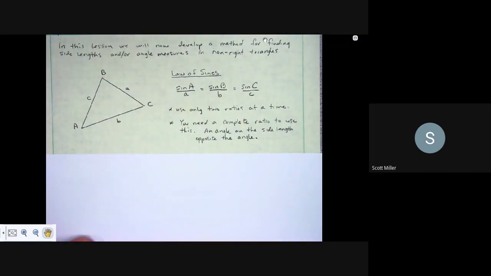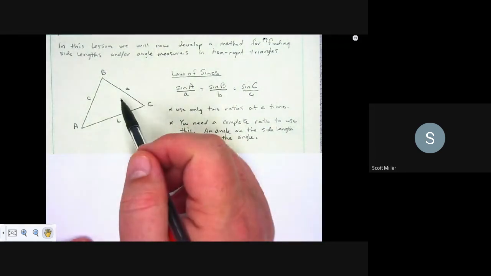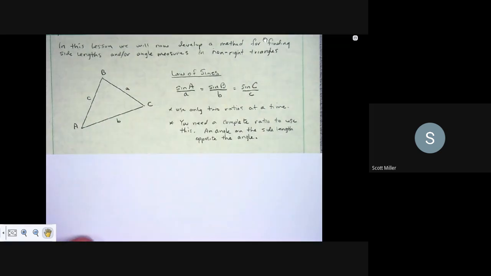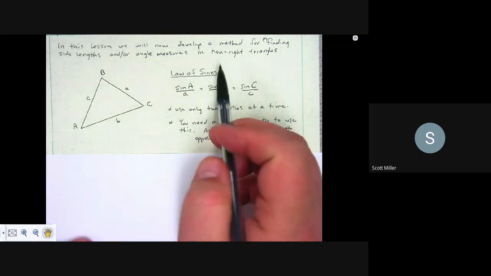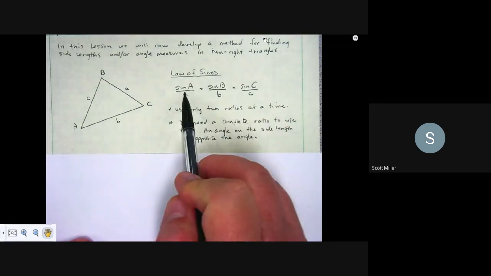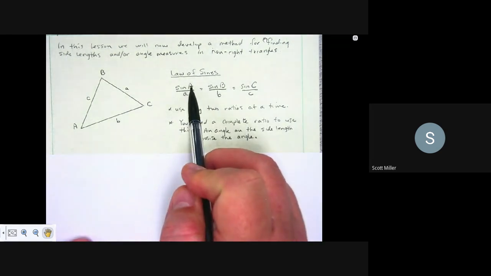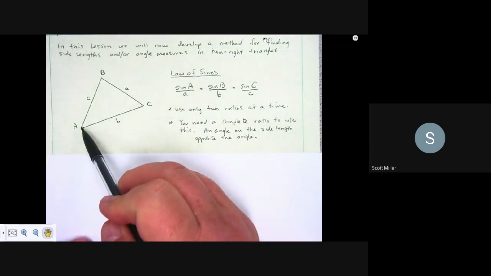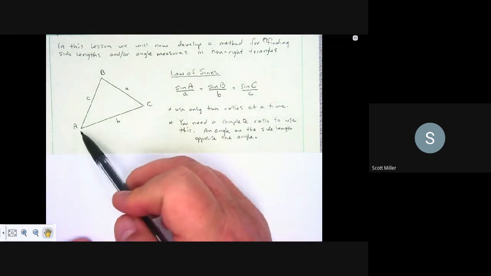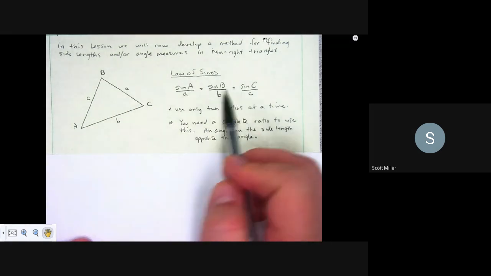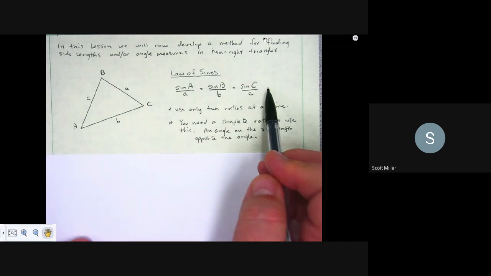This is called the law of sines. So here is a triangle that's not right. And it could be something like this. It could be an obtuse triangle. It doesn't matter what it looks like. What we know is that the law of sines has a series of ratios that are equivalent. So the sine of angle A over side A, the angle and the side opposite that angle, is the same ratio as all the other angle to side ratios.